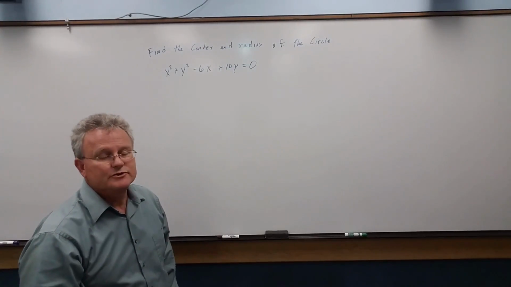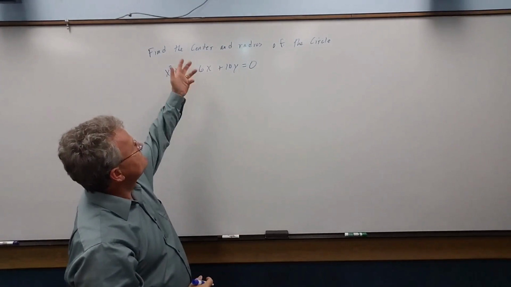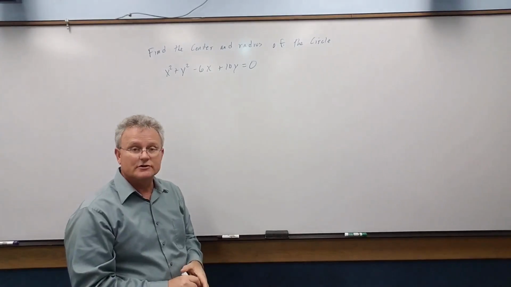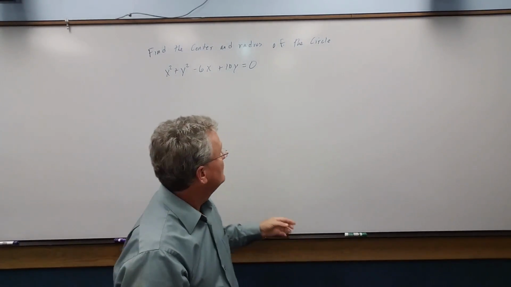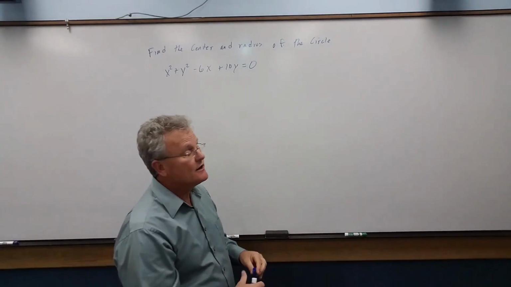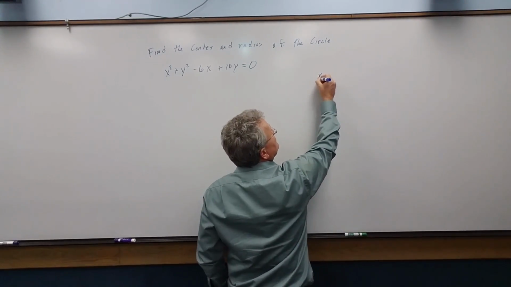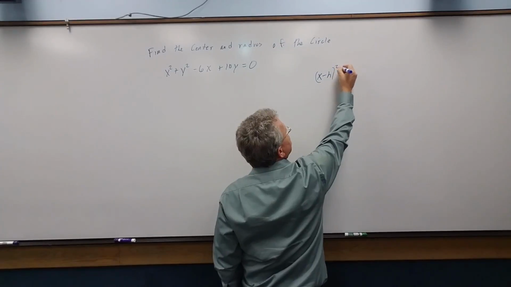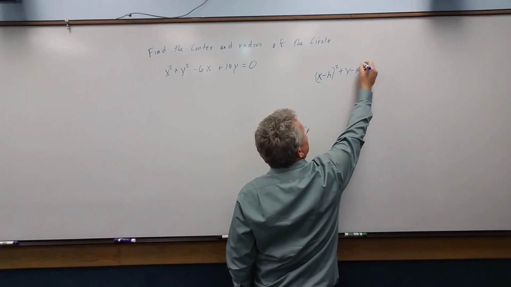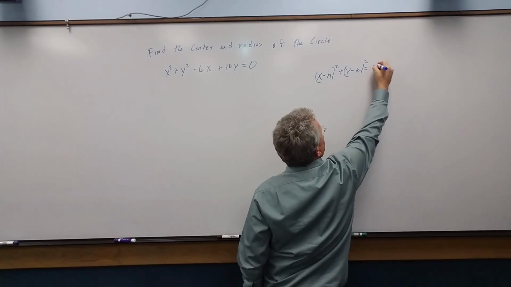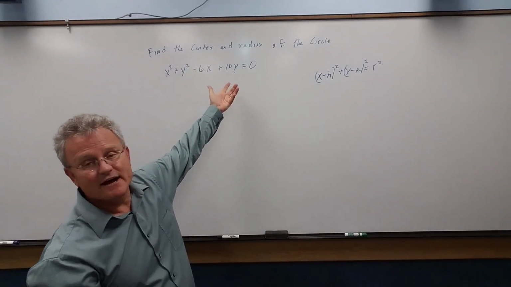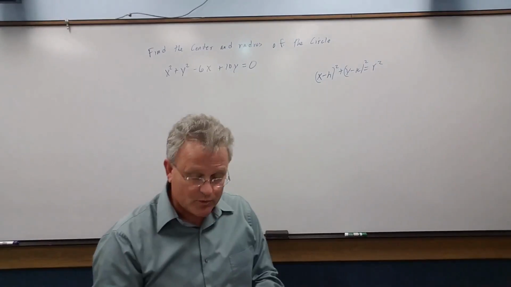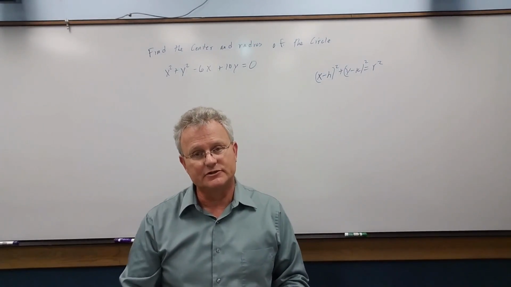Here I'm just going to do an example of finding the center and radius of a circle. The reason I'm going to do this example is it requires that we complete the square, because we know the basic equation of a circle centered at (h, k) takes that form right there. But this is not in that form. And this is where completing the square really is useful.